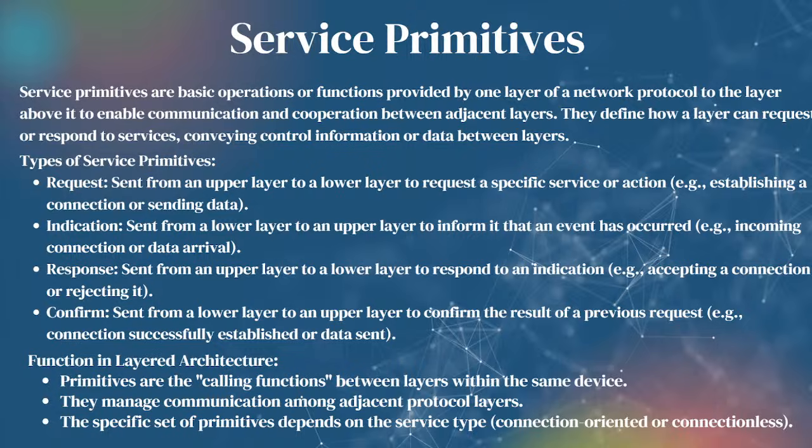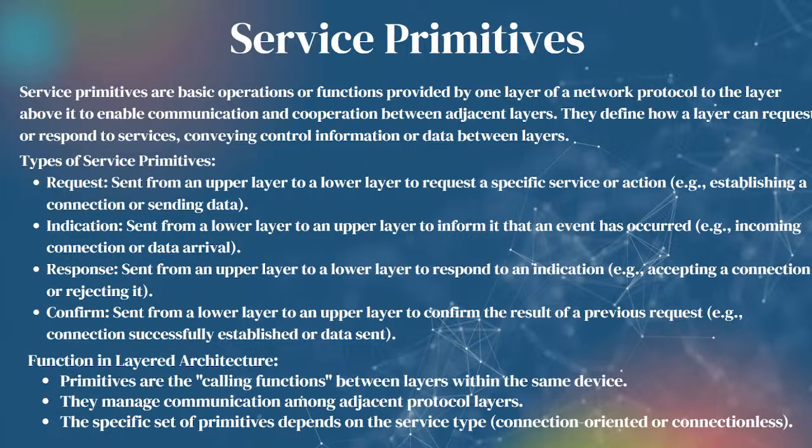Request is sent from an upper layer to the lower layer. As we said, from the sender point of view, up to down communication is possible, and from the receiver point of view, down to up is the possibility. So a request is always sent from up to down, because the application layer is the first layer where the users are interacting. It is sent from an upper layer to the lower layer to request a specific service or action. Then after, there will be an indication.